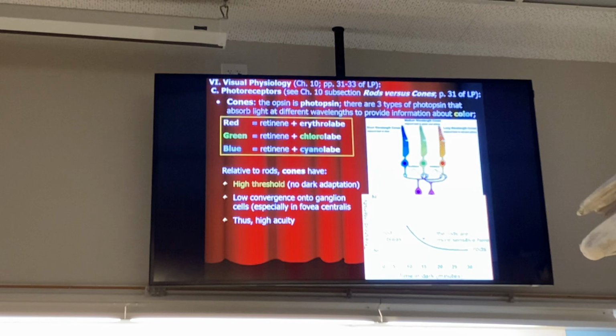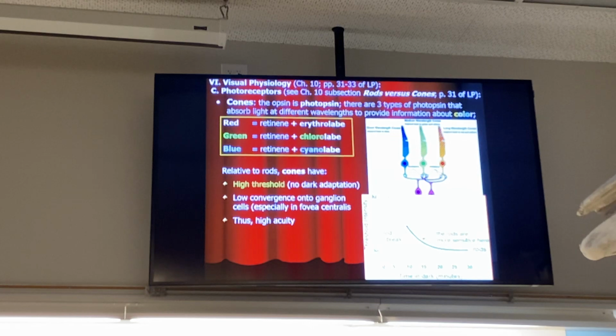Everybody got it? Now with cones, you have less of this convergence. That's what it's saying there. Thus, 2 points of light are going to look like 2 points of light. High visual acuity. Everybody got it?